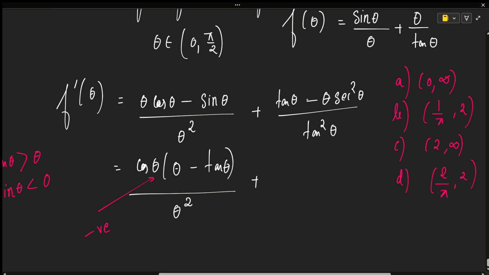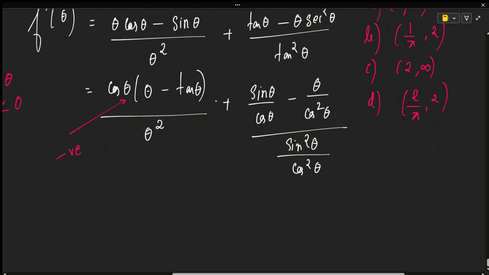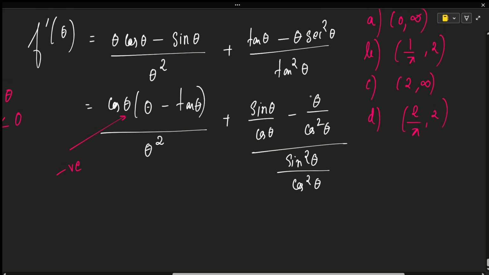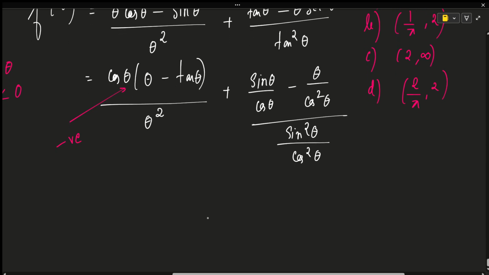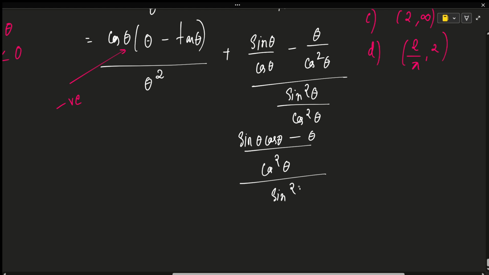So tan theta, this will be sine theta by cos theta, and over here this will be theta upon cos square theta, and over here tan square theta will be sine square theta upon cos square theta, right? So this I know is negative. Now over here, if you take the LCM, you are going to get cos square theta. Then by dividing this, I'm going to get sine theta into cos theta minus theta, and on the bottom I have sine square theta upon cos square theta.